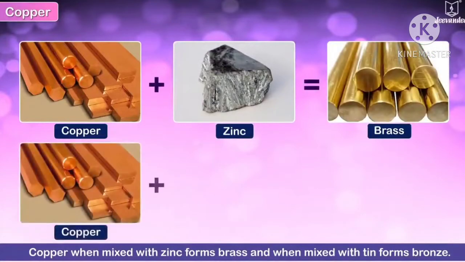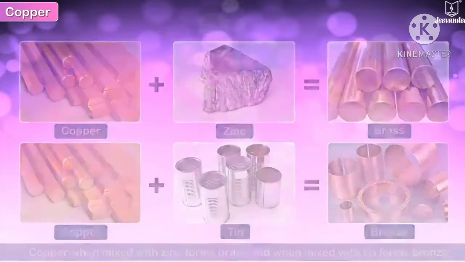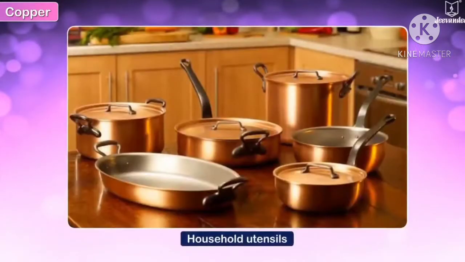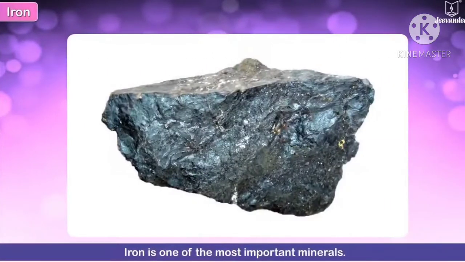So copper plus zinc will give you brass. Have you heard about the word brass? So that's the image before you. Then copper plus tin will give you bronze. And copper is used to make other household utensils.